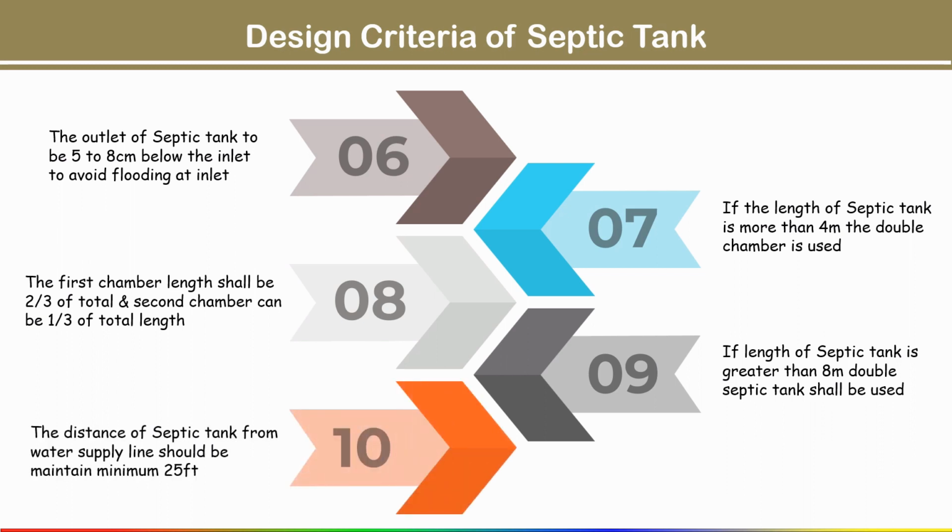Now see, the next point is the distance of the septic tank from the water supply line should be maintained at minimum 25 feet. That much distance we have to maintain. And one more point, while designing a septic tank you have to remember that the length and breadth ratio we always have to maintain as 2:1. So this is all about the design criteria of septic tank.